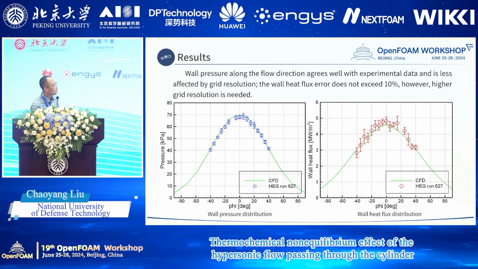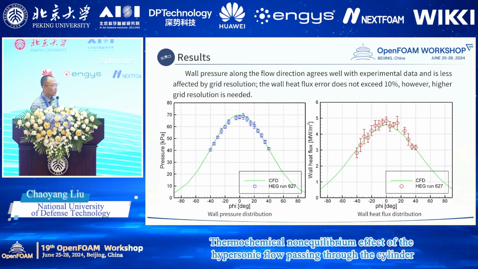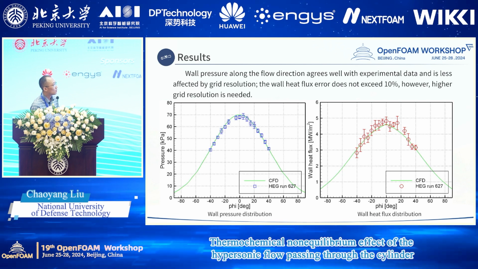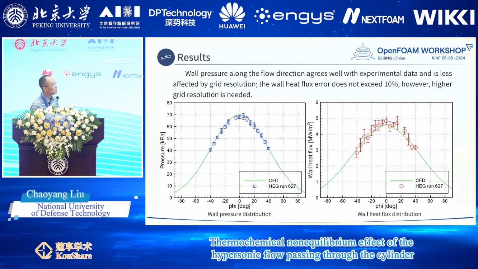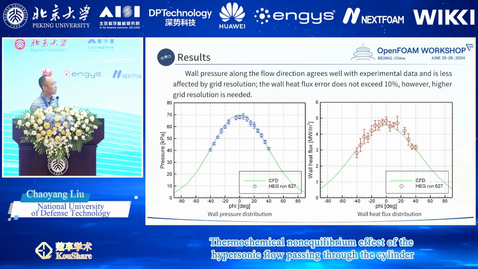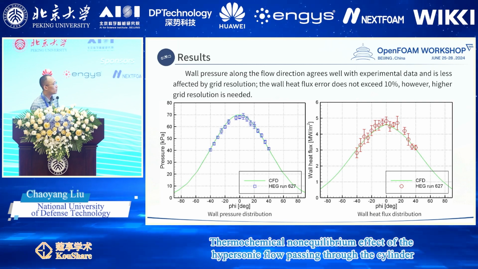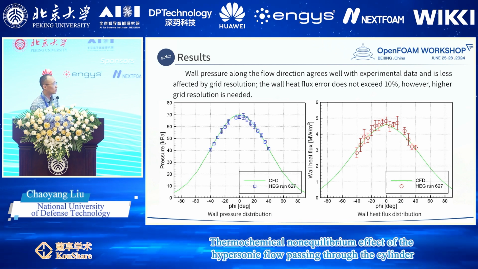We extracted the wall pressure and the wall heat flux. It is found that the wall pressure along the flow direction agrees well with the experimental data and is less affected by grid resolution. The wall heat flux error doesn't exceed 10%. However, higher grid resolution is needed in this condition.